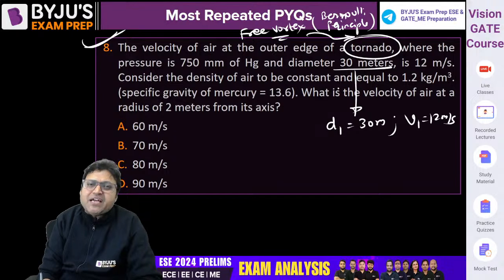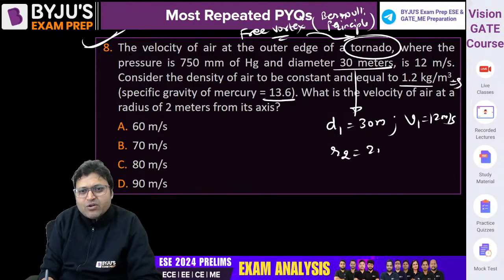Considering the density of air to be constant and equal to 1.2, that is rho, and the specific gravity of mercury is 13.6, what is the velocity of air at the radius of 2 meter? R2 is equal to 2 meter. Then what is the velocity v2?